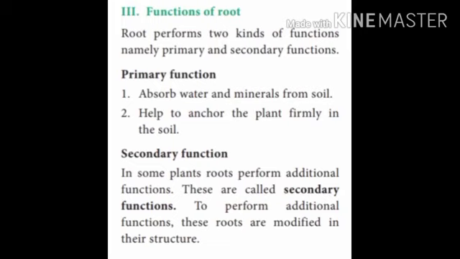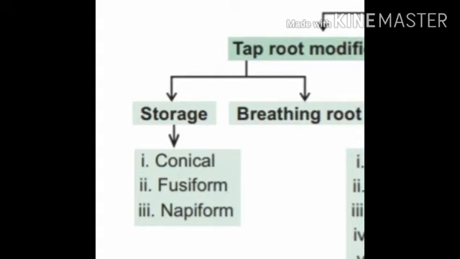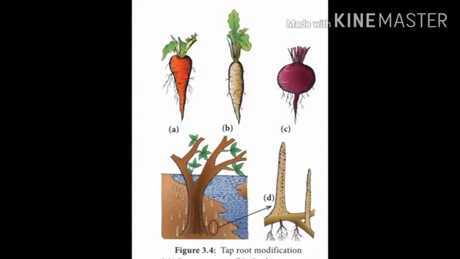Let's see what modifications take place in the taproot first. The taproot is modified to perform storage and breathing. In storage you find conical, fusiform and napiform. We'll see them in detail now. You find carrot, radish and beetroot there.